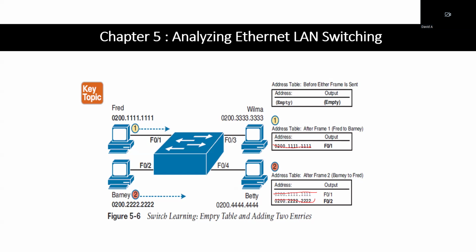If there is no matching entry in the MAC address table for a destination MAC address, the switch will forward the frame out of all interfaces except for the incoming interface on which it received the frame. This process is called flooding.